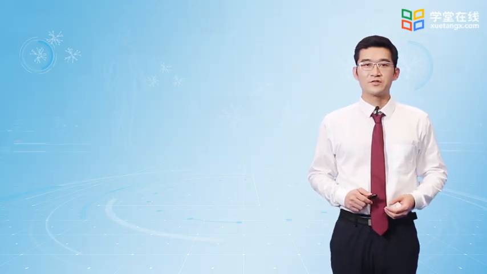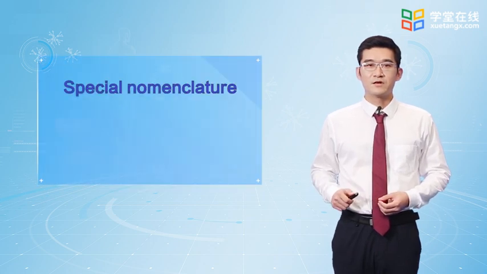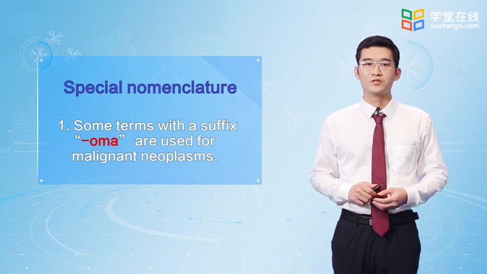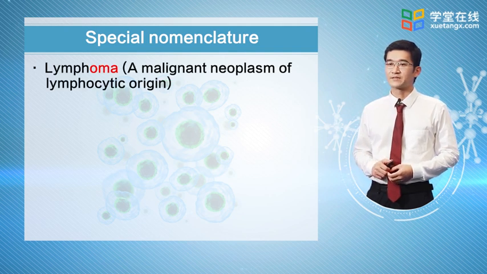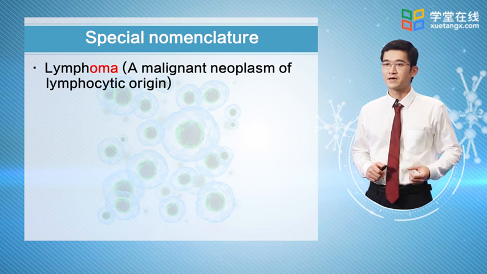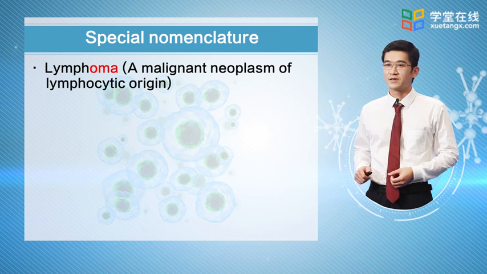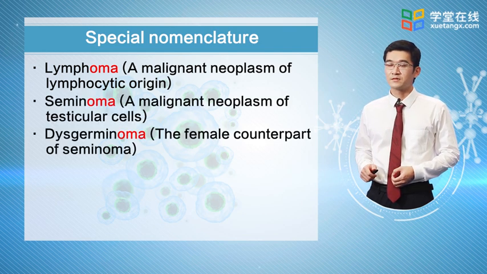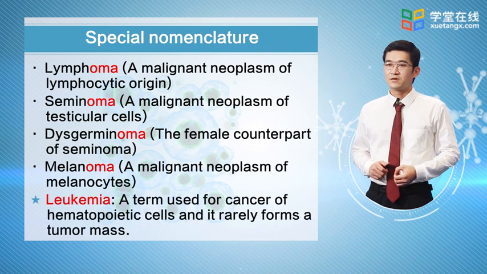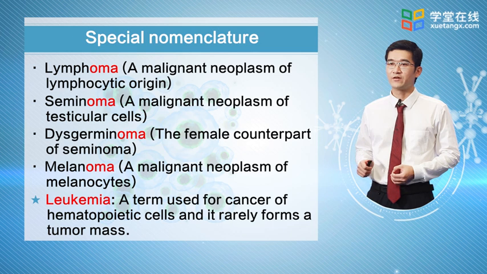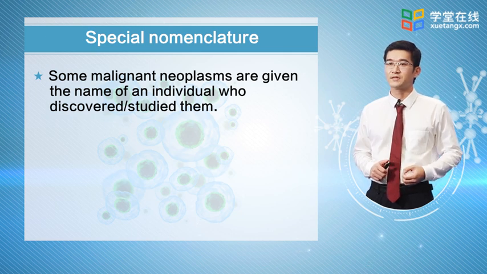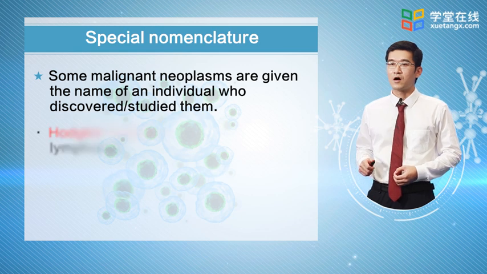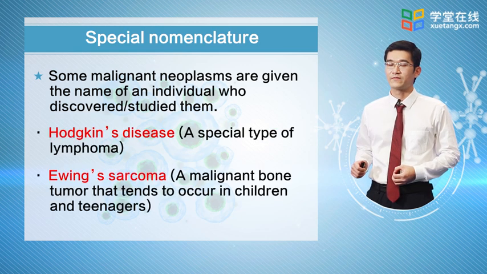However, there are some exceptions to the general rules given above. Some terms with a suffix -oma are used for malignant tumors. According to the conventions above, lymphoma ought to be a benign tumor of lymphocytes. A lymphoma, however, is a malignant neoplasm of lymphocytes. Similarly, we have seminoma, dysgerminoma, and melanoma. Please note that leukemia is the term used for cancer of hematopoietic cells, and it rarely forms a tumor mass. Some malignant neoplasms are given the name of an individual who discovered them. For example, Hodgkin's disease is a special type of lymphoma.